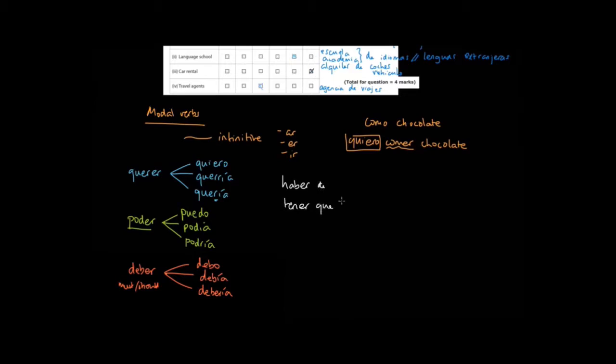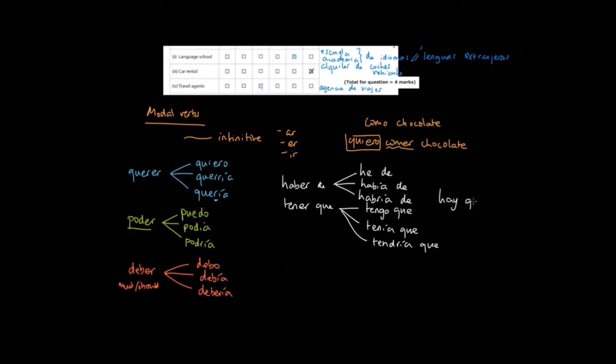Another two are haber de or tener que. They mean the same, which is to have to, okay? And I might find he de, this means I have to, and tengo que also means I have to. So these two mean the same, but are just expressed differently. Había de, I had to, same as tenía que, it's also I had to. Habría de, I would have to, same as tendría que.